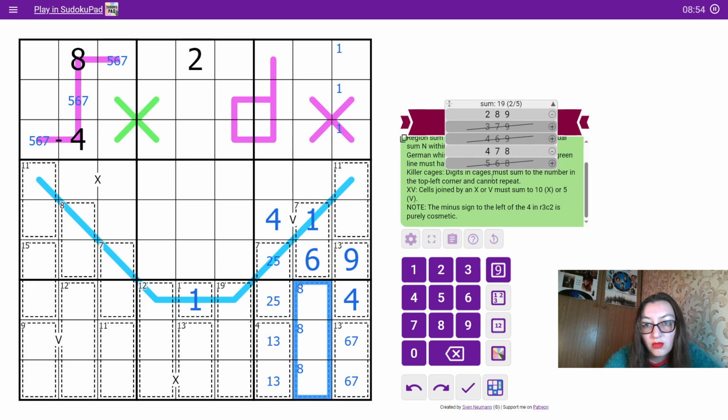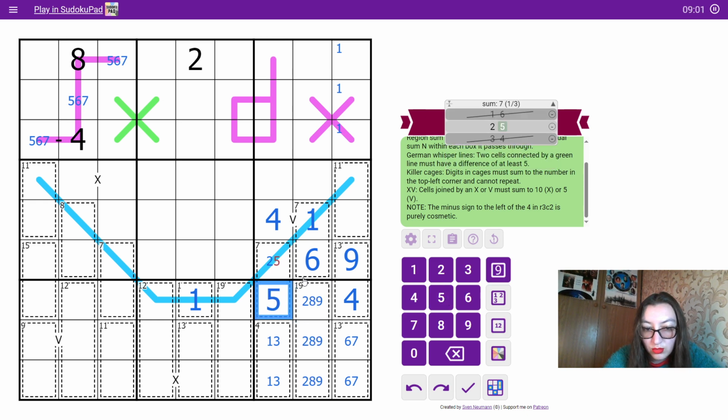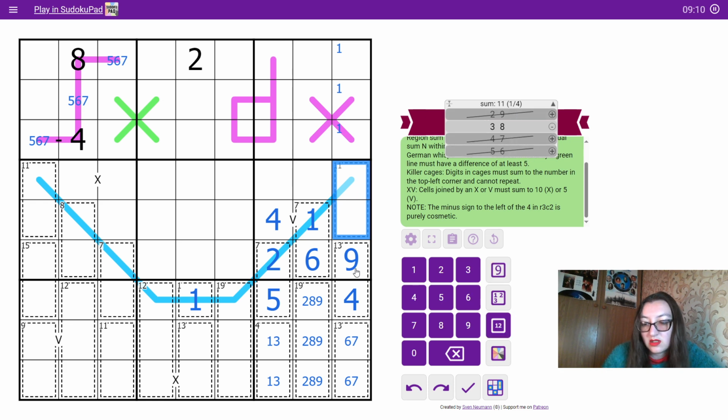And now those are 2, 8, and 9. So now this can be a 2, this is a 5, and that is a 2. This will be quite a low digit. Can't have a 9, can't have a 4, can't have a 6, so that is a 3, 8.